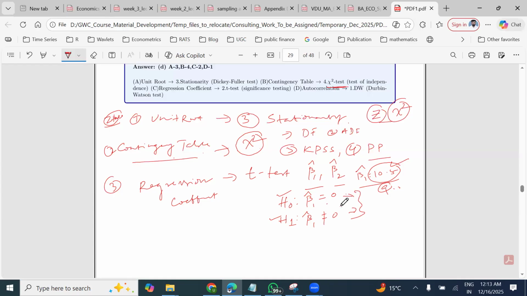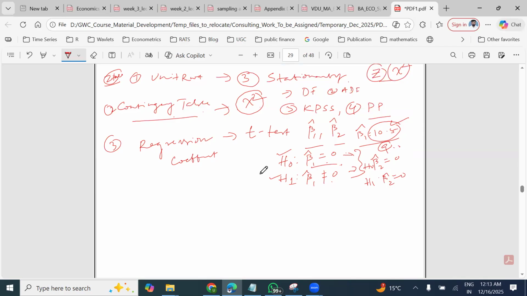Please remember, the software will not do the specific hypothesis test. We can do it manually, but the software usually gives beta 1 hat equal to 0. That test it will give. It will not differentiate what exactly you are going to test. So statistical significance means, similarly for beta 2 hat also, what is the decision criteria to reject through the test?